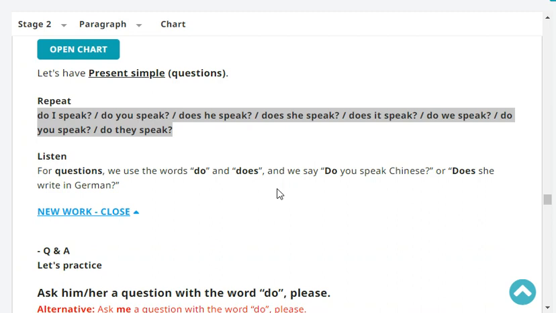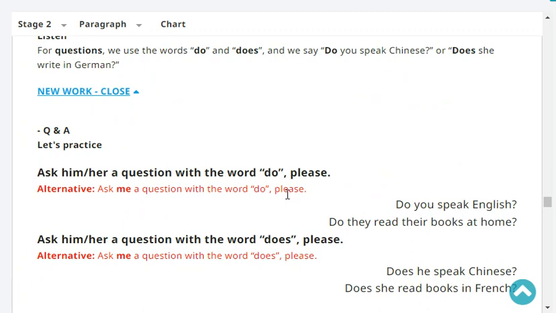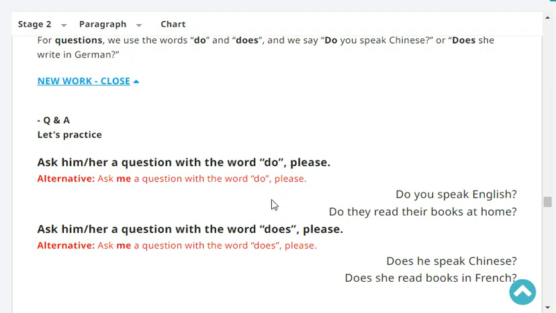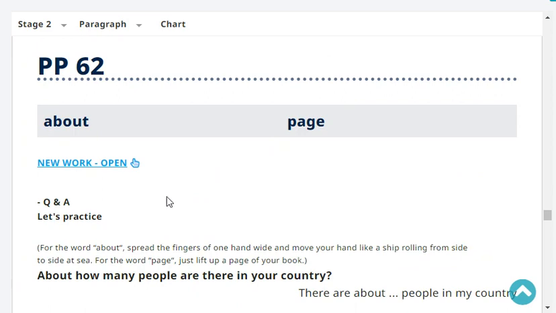And we say, do you speak Chinese? Or does she write in German? Okay, let's practice. For example, ask him a question with the word do, please. Do you speak English? Do they read books at home? Very good. Okay, so that's the end of present simple and present continuous, positive, negative, and question.